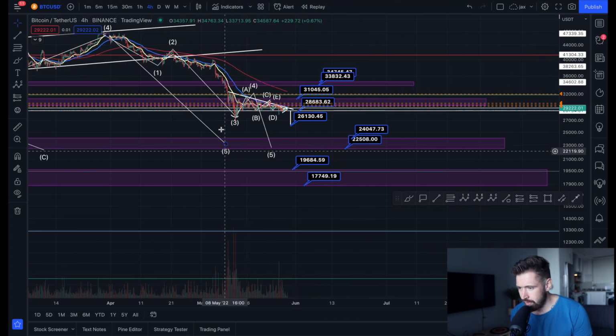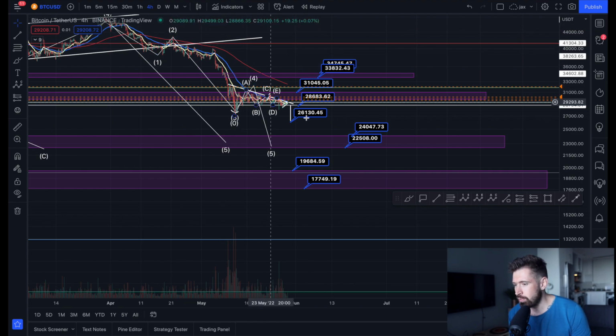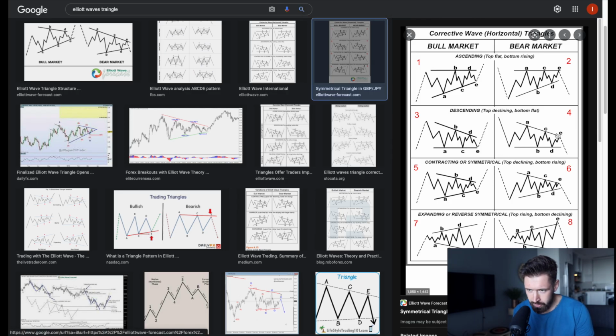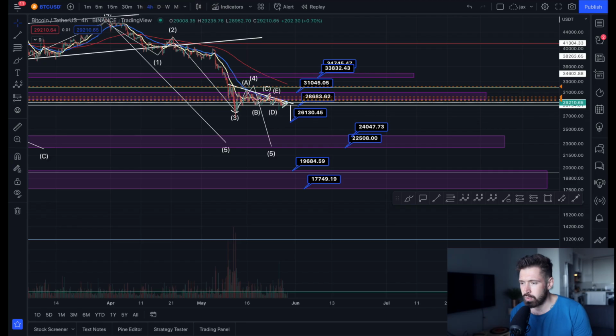And I was talking about an ABC correction, but it looks like we may be going through an ABCDE corrective triangle, which is a corrective structure within the Elliott waves. It's called an Elliott wave triangle. Here it is right here. So we have a bear market. You come down, you create A, B, C, D, E before seeing that continuation to the downside. And it does look like that's what we're doing here on the chart.